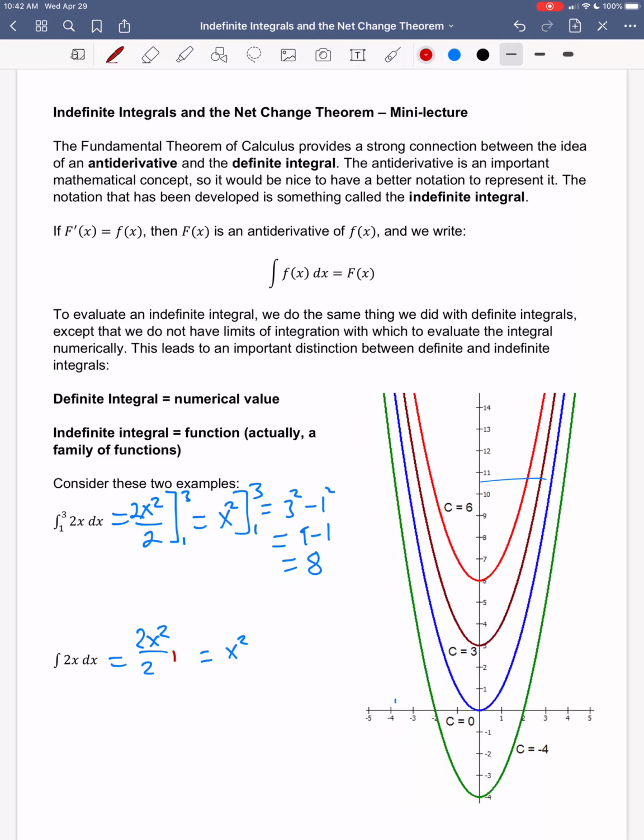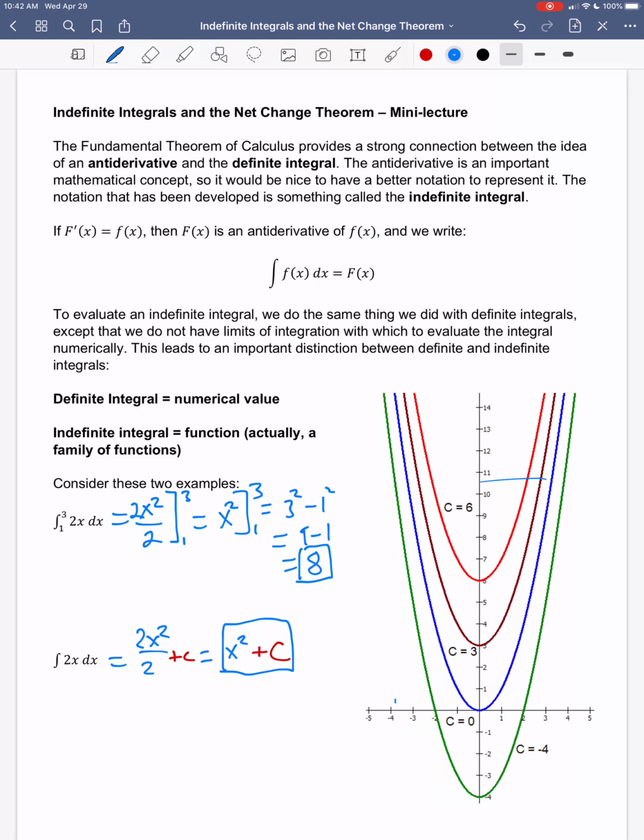Essentially what I have to do here is say then my antiderivative is x squared plus c. So the definite integral has an answer of 8. The indefinite integral has an answer of x squared plus c. That c is called the constant of integration, and it's an essential part of the indefinite integral. You need to include plus c at the end all the time when you take an indefinite integral.